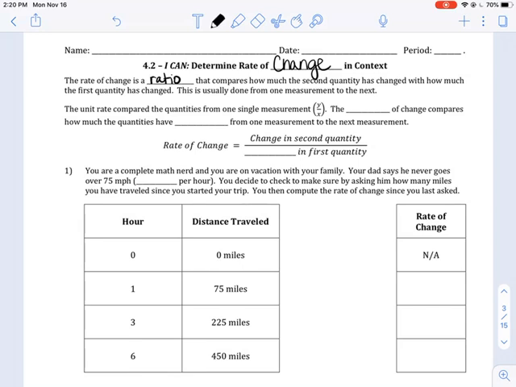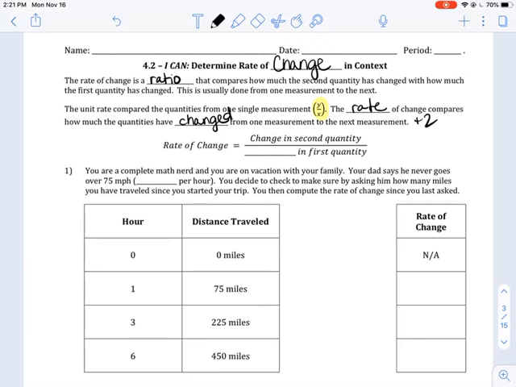The unit rate compared the quantities of one single measurement. Y over X was the fraction that we used to do that. The rate of change is a little different. It compares how much the quantities have changed from one measurement to the next. So what that tells me is that rather than taking a measurement one time, you need at least two.